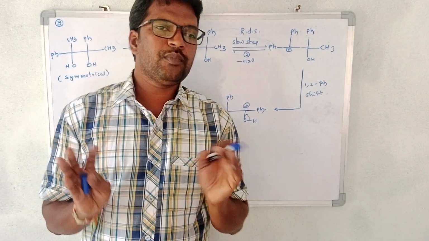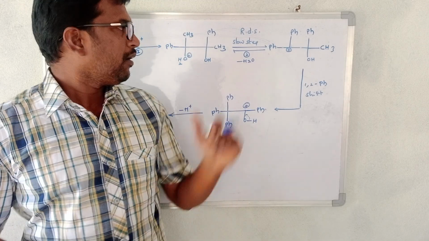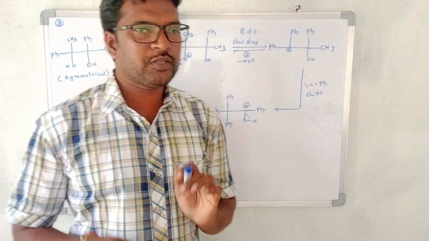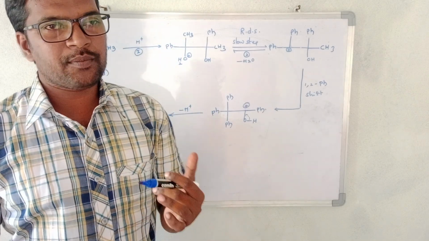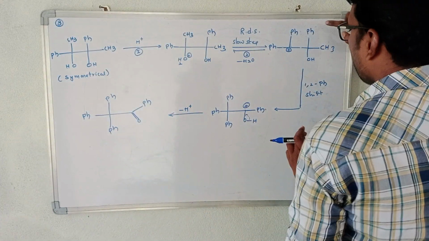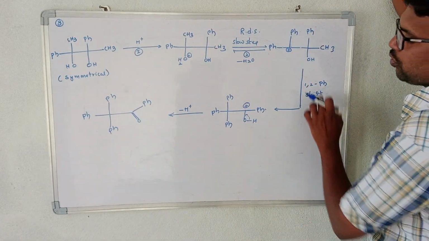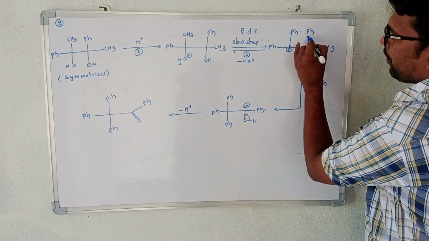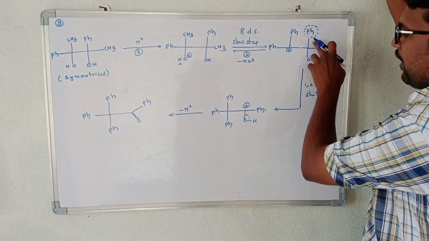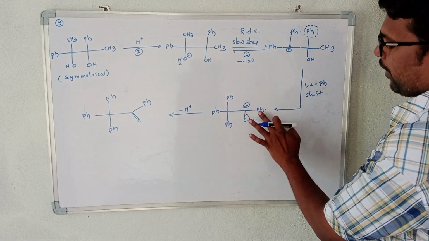In the first example and second example, the same type of groups are present, so there is no problem. But here you can see one is a Ph group, another one is a CH3 group. Whenever two different groups are present, which group can be migrated? Right now you see here phenyl group and CH3 group. In these two groups, remember the phenyl group can be migrated. Whenever phenyl group and alkyl group both are present, in these two the phenyl group can be migrated.